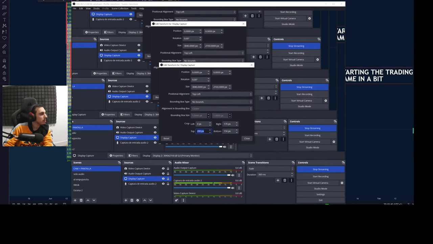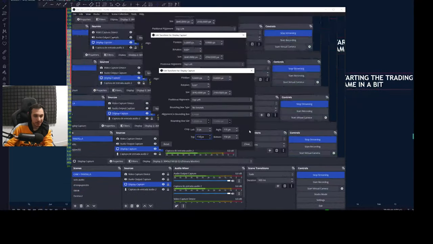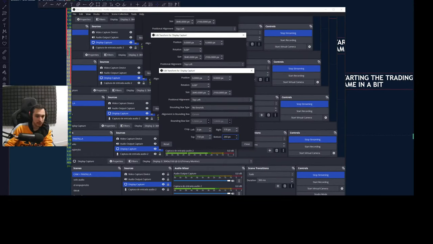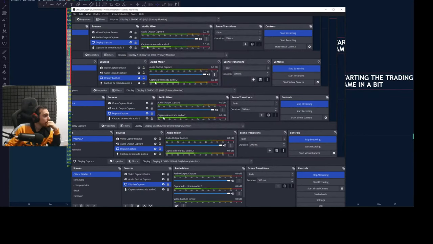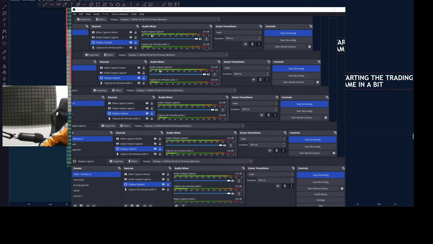Oh, wait, I'm using the top instead of the bottom. Wait. So from the bottom, it should be 180 or something like that. Okay, let's see. Can you see the... Okay, I think you shouldn't be able to see now, but I'm not sure. I can still see the name. You can still see the name? Yeah, I can see the name.